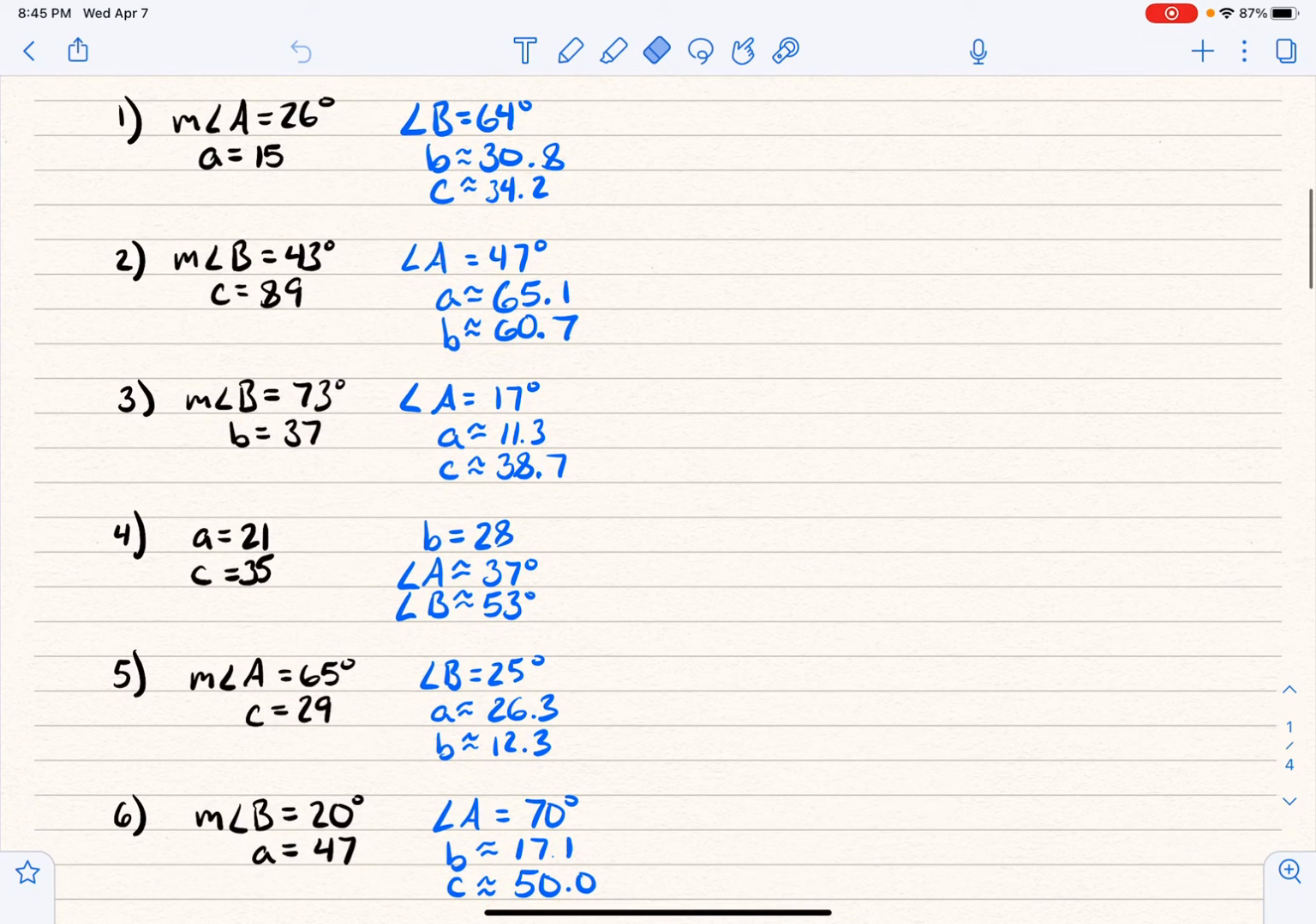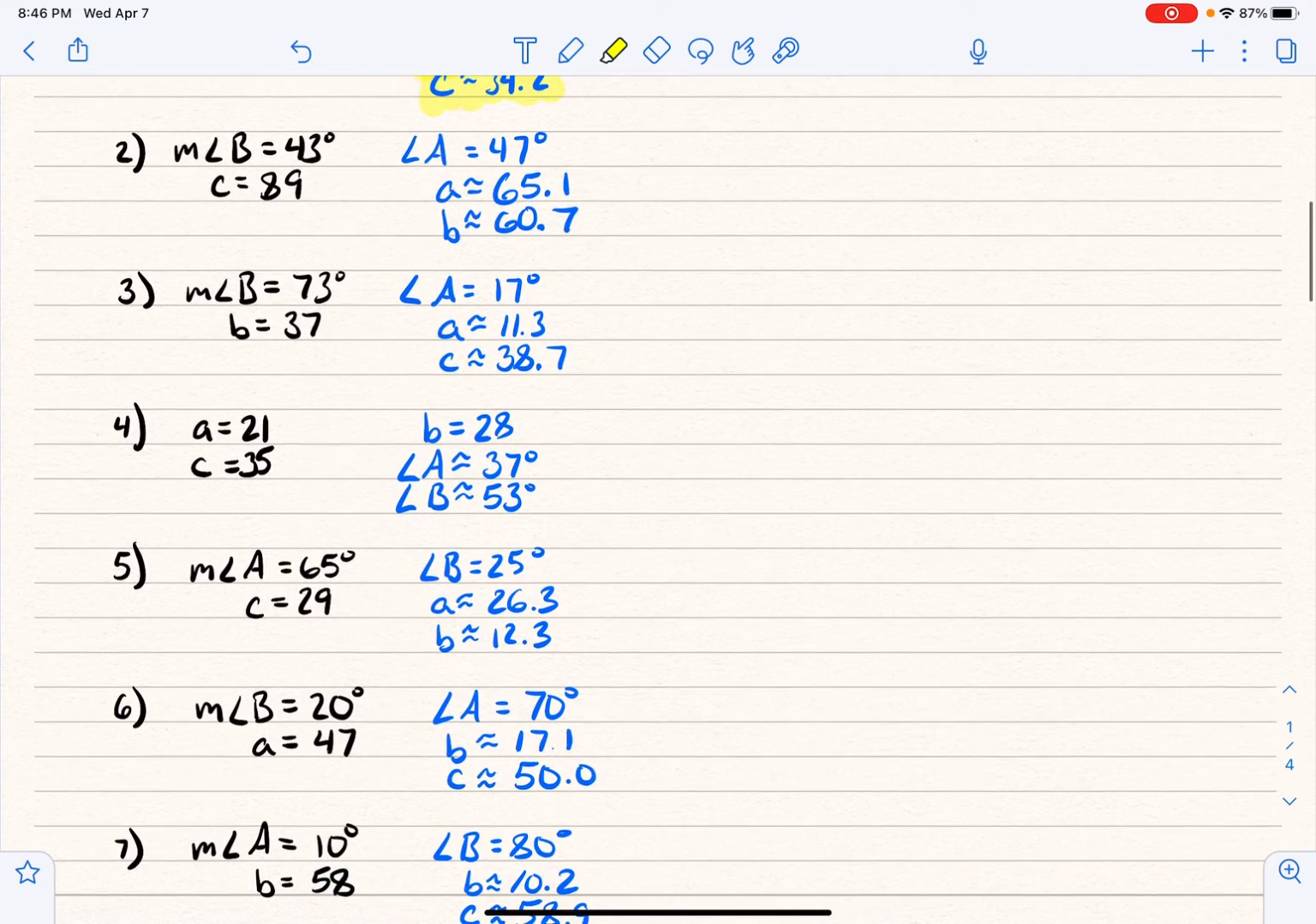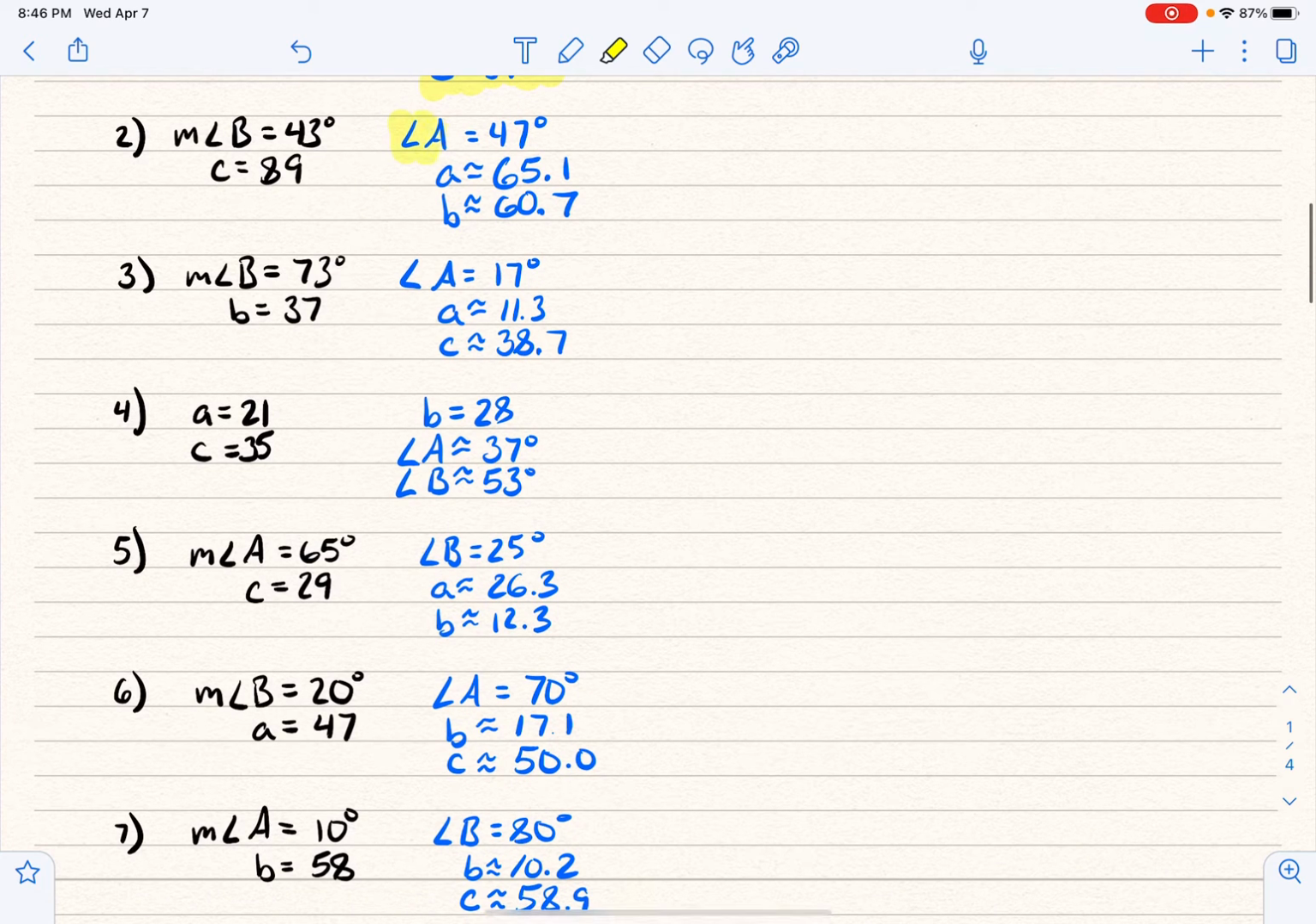Okay, number 1. Measure of angle A is 26 and side A is 15. That's what was given to you. So we can then figure that the measure of angle B is 64, the length of B is 30.8, and side C is 34.2. Number 2, the measure of angle B is 43, so therefore angle A would have to be 47. The length of A would be 65.1, the length of side B would be about 60.7.